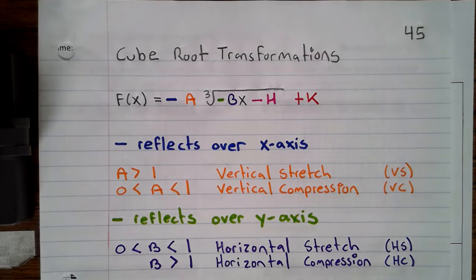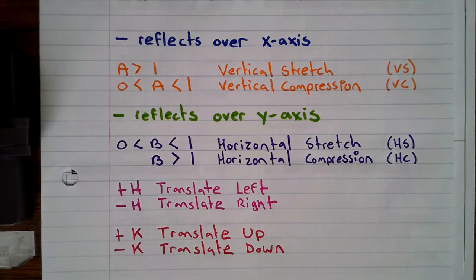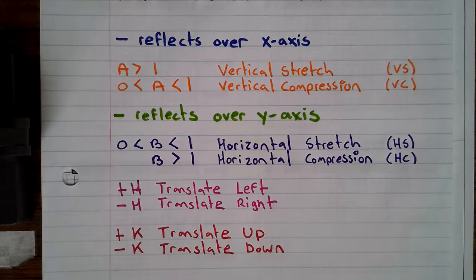When the negative in front of the b, it reflects over the y-axis. When b is greater than 0, but less than 1, it's a horizontal stretch. When b is greater than 1, it's a horizontal compression. When it's plus h, it translates left. When it's minus h, it translates right. When it's plus k, it translates up. When it's minus k, it translates down. You would update your notes. All right, now your notes are updated.